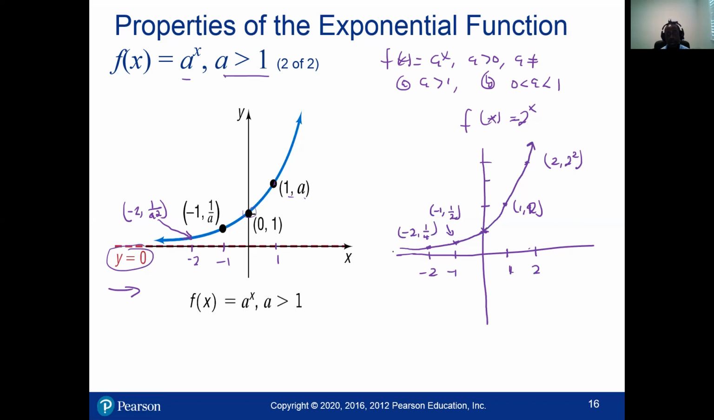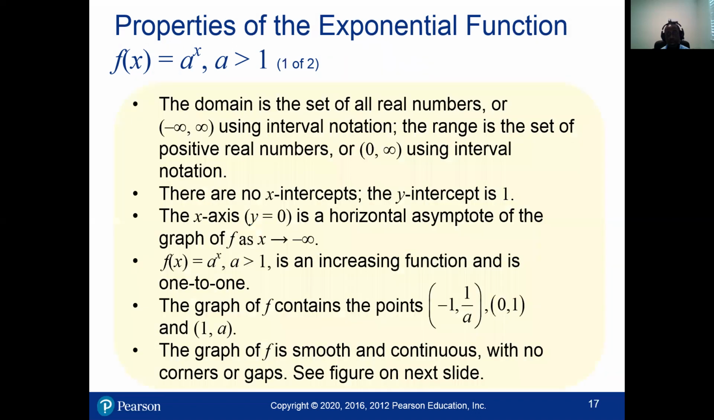It comes down and never touches the x-axis. That is x, and that is y. So what are the properties? We can find the domain. It's all real numbers. The range is anything greater than 0, and so on. So the domain is all real numbers. Now the range is from 0 to positive infinity. From that graph, it has no x-intercepts.